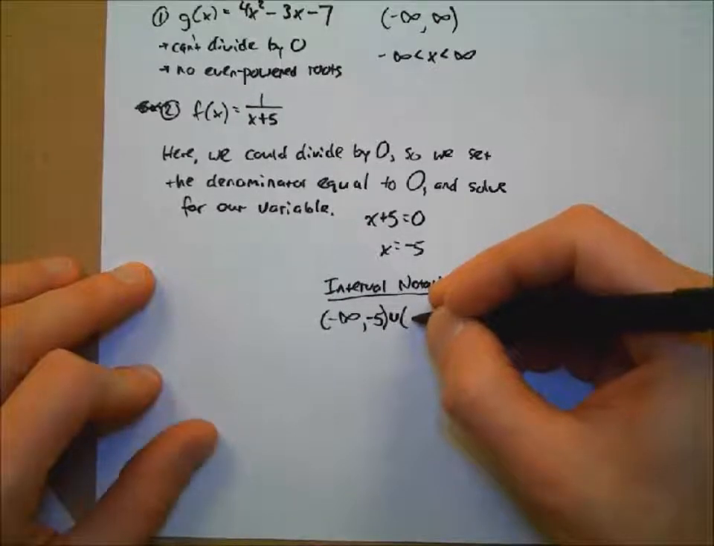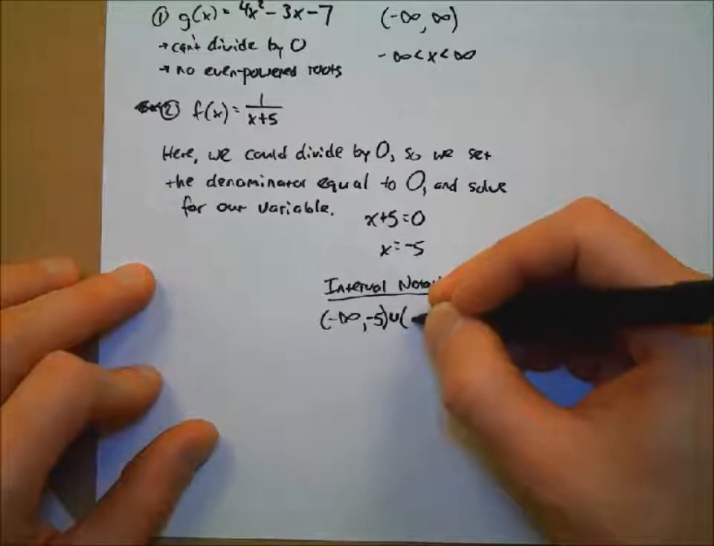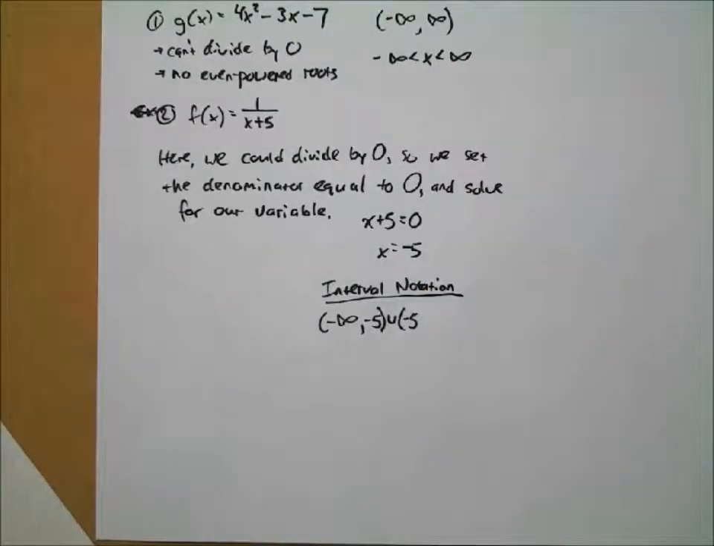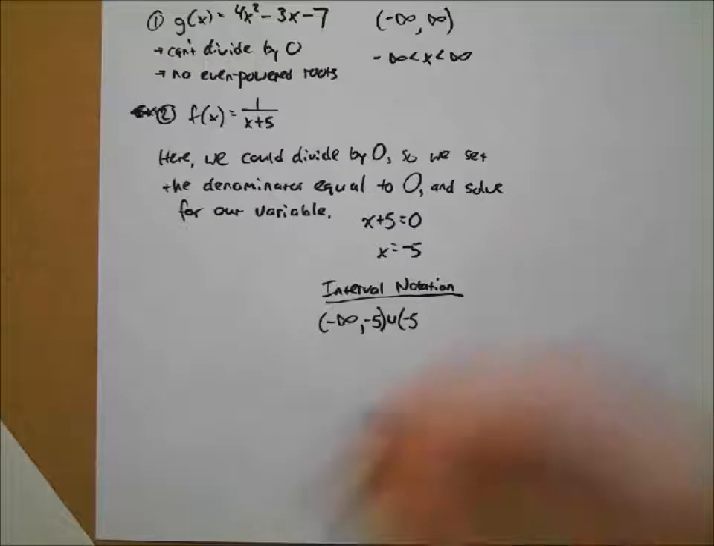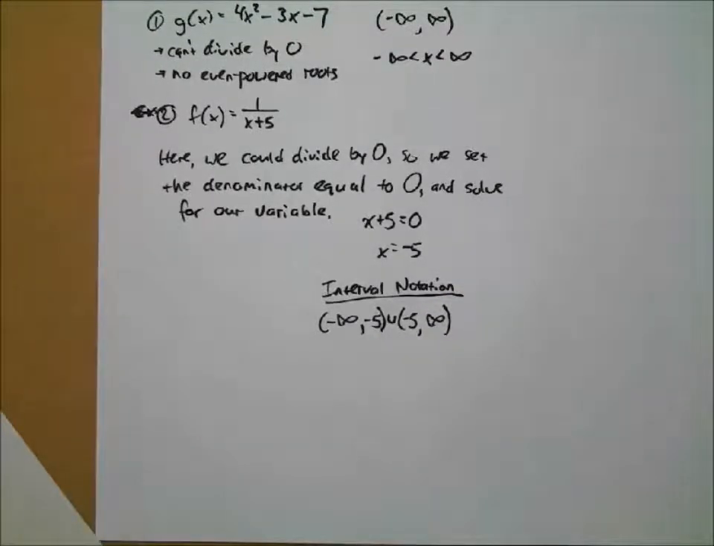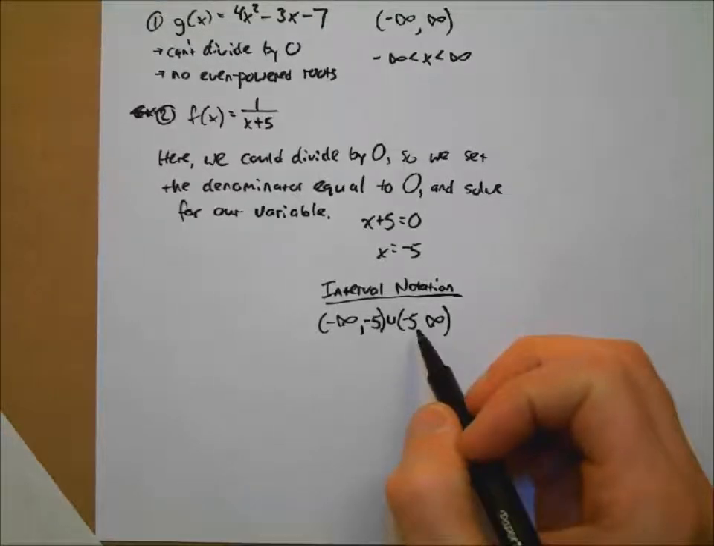Then where are we going to start our next interval? At negative 5 again. The idea here is that we're going to go all the way up to negative 5, but not include it. And then we'll start right back at negative 5, not including it, and then on towards infinity. So that is how you exclude a single value. You exclude the negative 5 for this right interval, and then exclude the negative 5 for the left interval there.